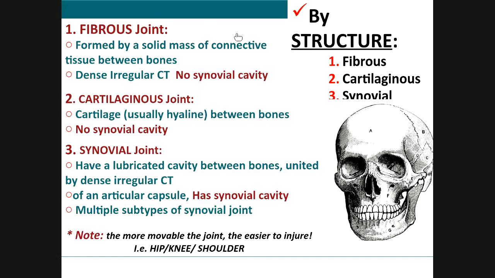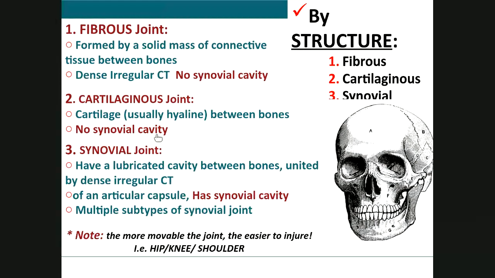There's three types. A fibrous joint means that the mass that connects the two bones together is made up of dense, irregular connective tissue. There is no synovial cavity in a fibrous joint. A cartilaginous joint has cartilage that connects the two bones together. It's usually hyaline or fibrocartilage. There's no synovial cavity in this one.